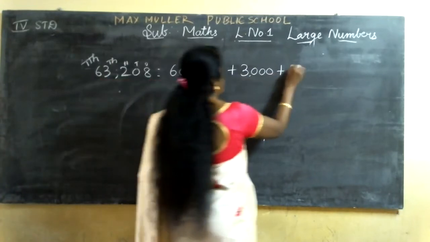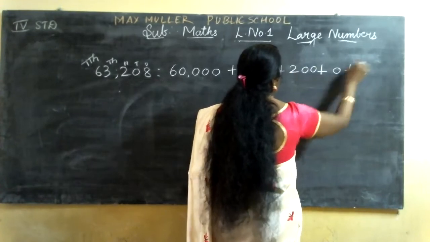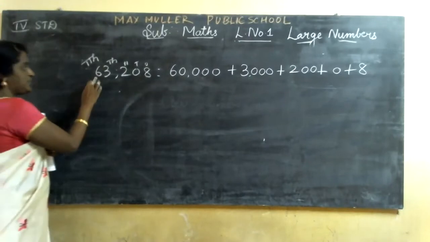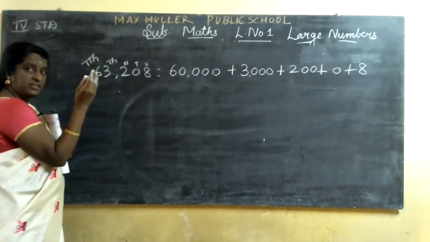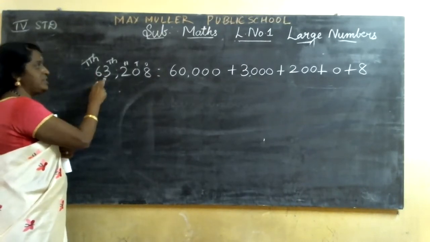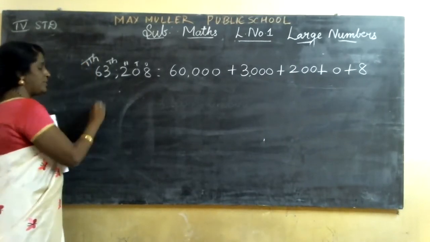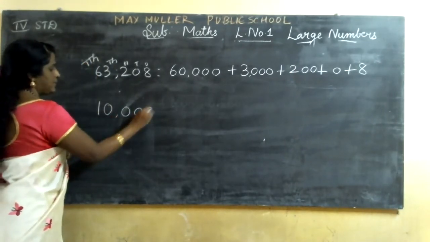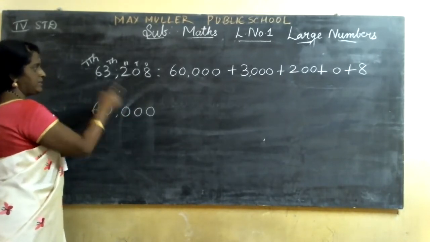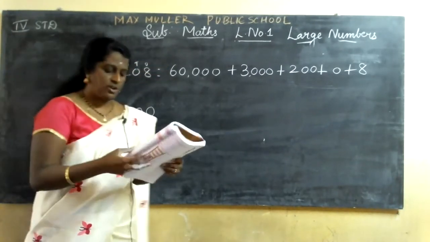Next is 200 and 8. So here in the tens place I have written 0. So you should expand like this. 60. When you pronounce 63,000, it means 60,000 and 3,000, because in the thousands place it is 3,000. This is the 10,000 place, so 10,000 means we will write like this. If I take 1, it becomes 60,000. This is 3,208. Like that only. Next, all of you should write, children.